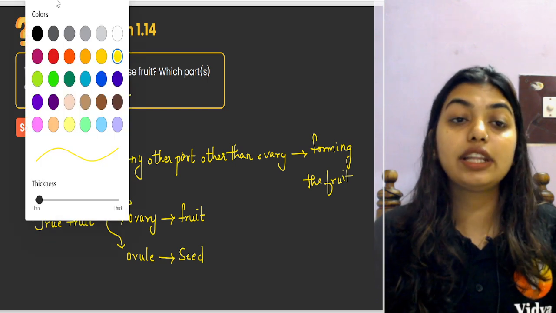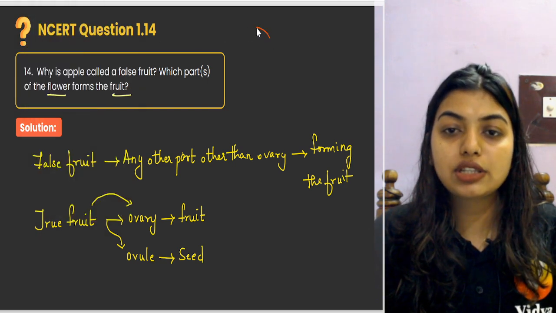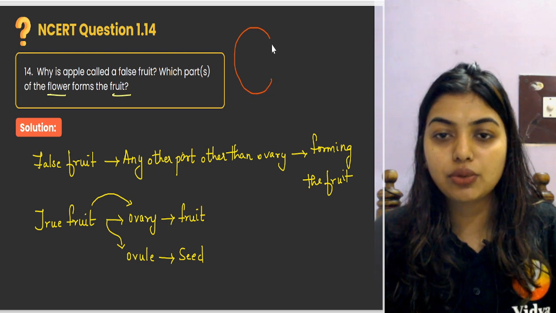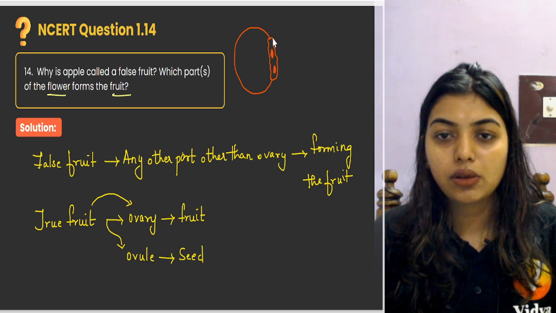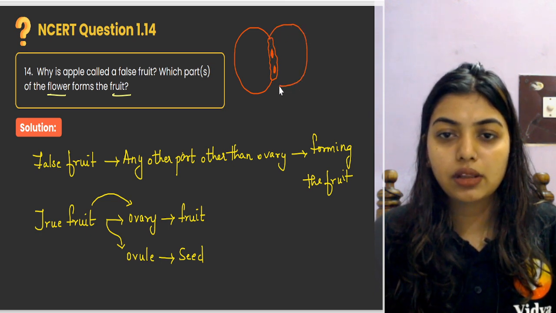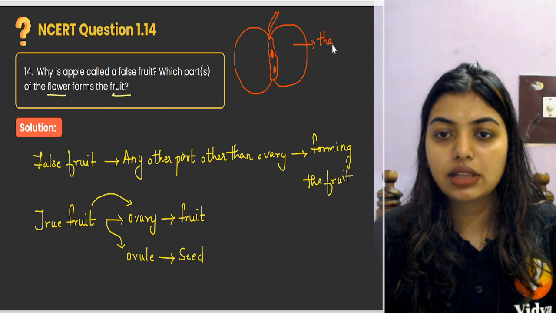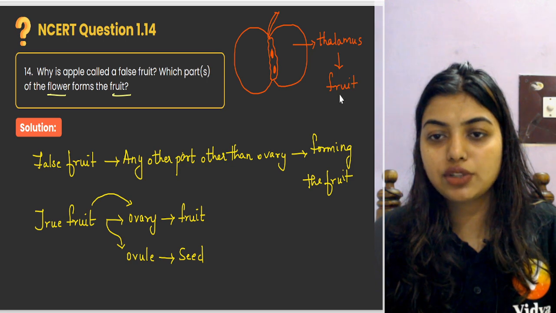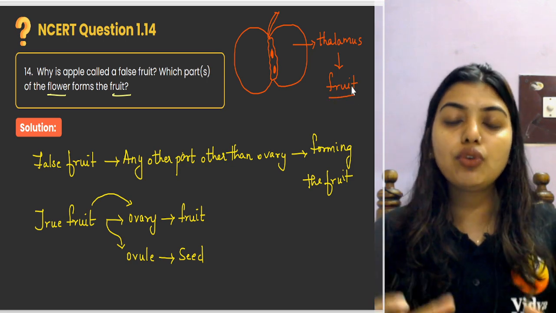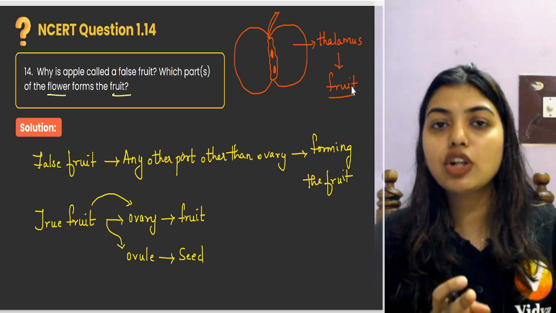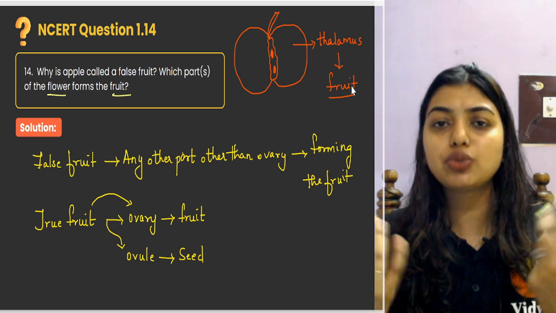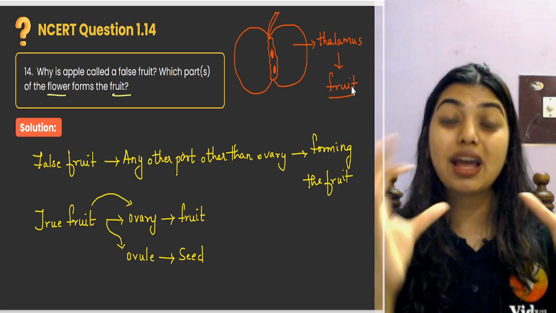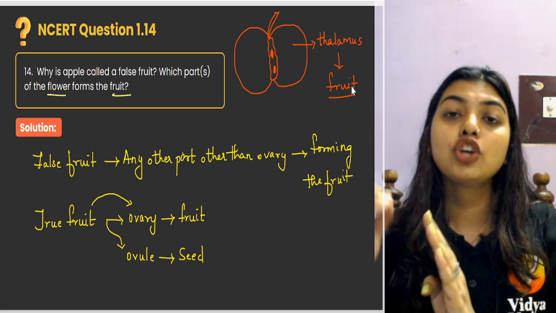Now ma'am, example, why did they talk about apple? Students, apple, the portion that you consume, this portion is actually the thalamus. What is it? Thalamus. So the thalamus has formed the fruit. So obviously I'll call it false fruit, no? Ovary was supposed to form the fruit. So true fruit is where the ovary becomes the fruit, and false fruit is any other part other than the ovary if it develops into a fruit. Okay, that will be called as false fruit. So the thalamus in the apple has formed itself as a fruit. So that's why we call it false fruit.